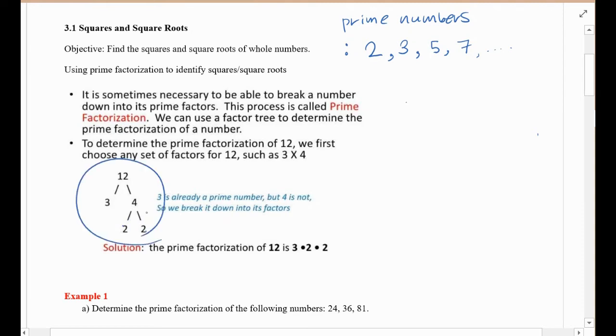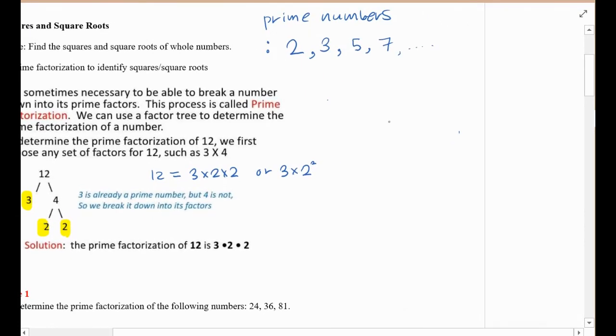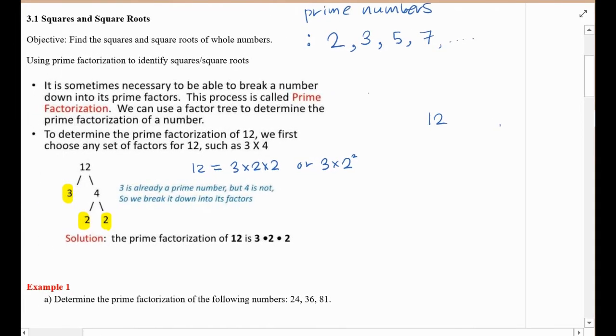So this is a prime factorization, and you circle all the prime numbers, and you can say 12 is 3 times 2 times 2. Or using a power, you can say 3 times 2 squared, okay? There's another way of making a prime factor tree. This is called a factor tree.